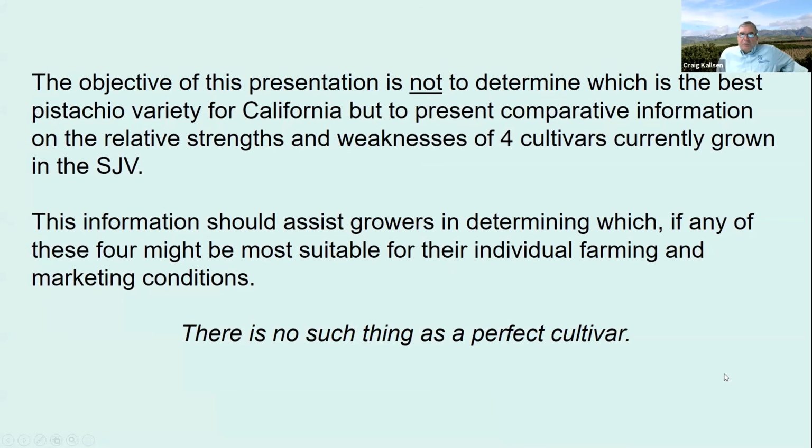So the objective of this presentation is not to determine which is the best pistachio variety for California, but I want to present comparative information on the relative strengths and weaknesses of these 4 cultivars currently growing in the San Joaquin Valley. It should help you determine which, if any, of these 4 might be most suitable for your individual farming and marketing conditions. So there's no such thing as a perfect cultivar, and I'm really finding that out.